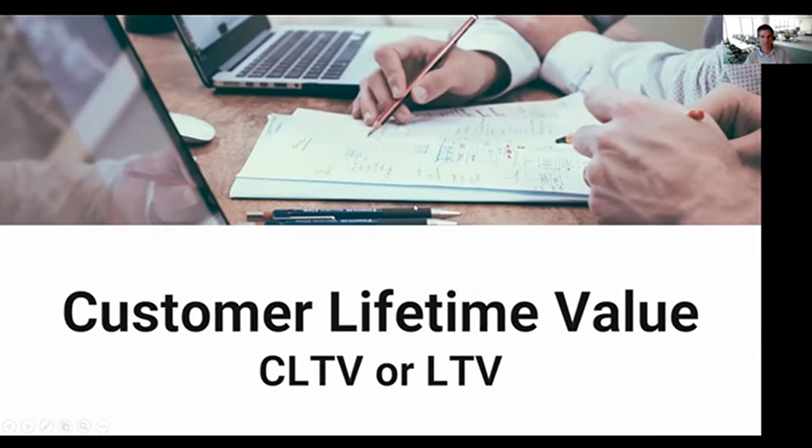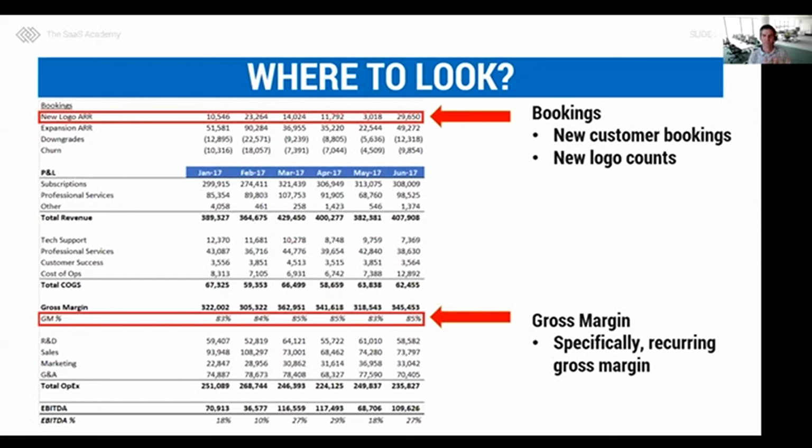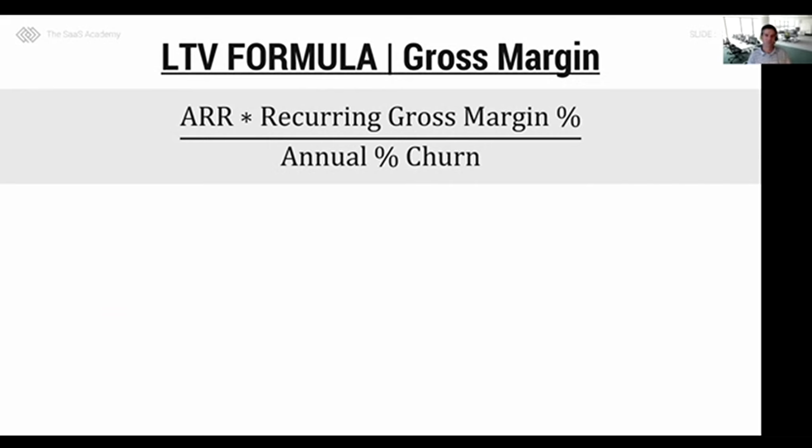So then the next one is lifetime value, the revenue and margin that your company receives from one customer over the lifetime of that customer. We need new business coming in, we need our new logo counts, and then our gross margin, specifically our recurring gross margin that we're going to isolate within our overall gross margin. So we're taking our ARR times our recurring gross margin percentage divided by our annual percentage churn to get LTV.